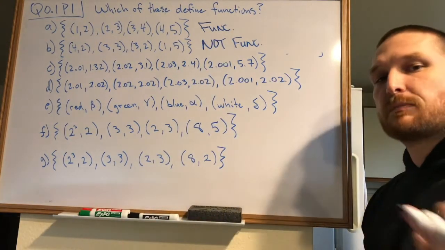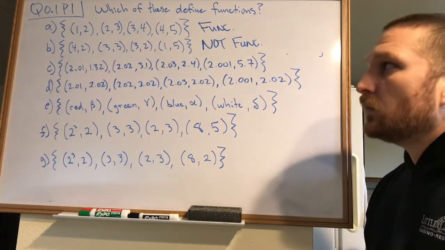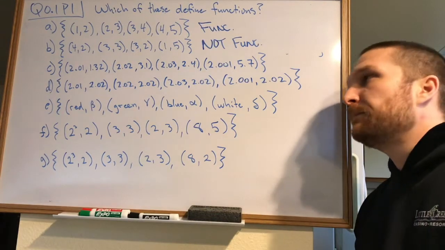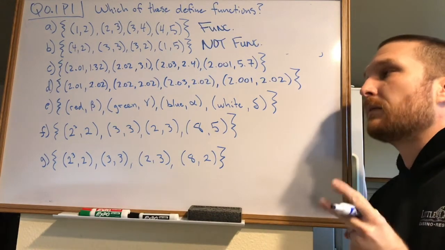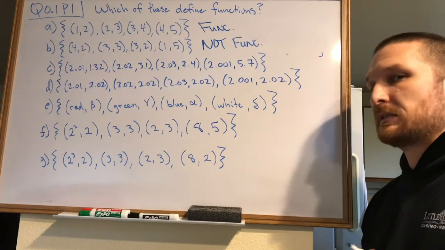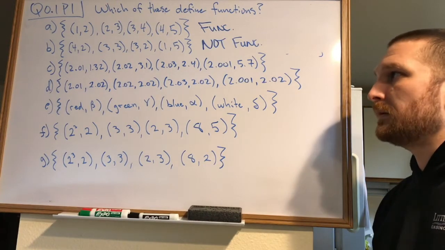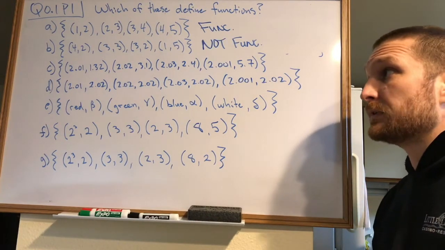And I also said to explain why when it's not a function. Well, we have one input, 3, that has 2 outputs. That's enough to say right there: one input has more than one output.